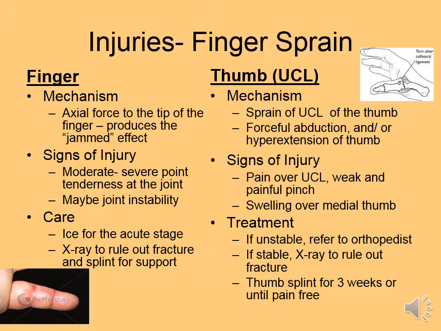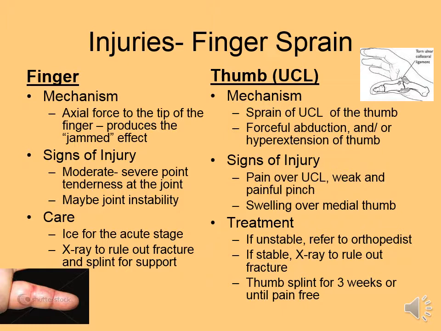For thumb sprains, these are a little different. The thumb is pretty special because it needs to work better than a lot of our other fingers, because we're using it for opposition, we're using it for gripping, eating, opening doors, like all different kinds of stuff. So the thumb is in a lot of ways more important than the other fingers.